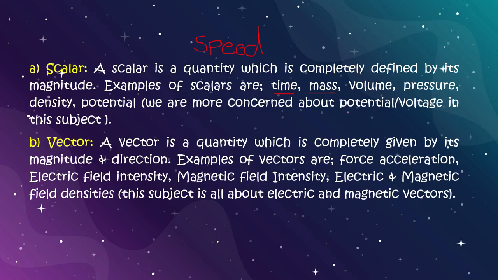Normally, we deal with potential and voltage as applications of scalars. Voltage is a scalar quantity. It has magnitude but there is no direction. Whereas vectors have magnitude as well as direction. Examples of vectors are force, acceleration, electric field intensity, magnetic field intensity, and their densities.